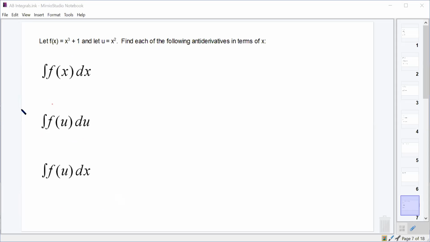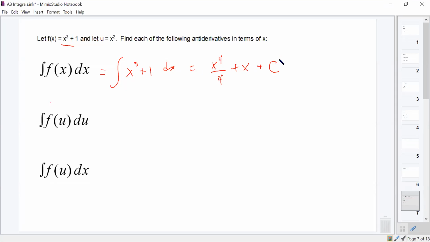Well, what's f of x? F of x is just x cubed plus 1, right? So I just need to integrate x cubed plus 1 dx. And what's the integral of x cubed plus 1 dx? X to the 4th over 4 plus x. And you forgot something important, plus your constant. Don't forget the plus a constant. Everybody good with that part? That part should be pretty easy.